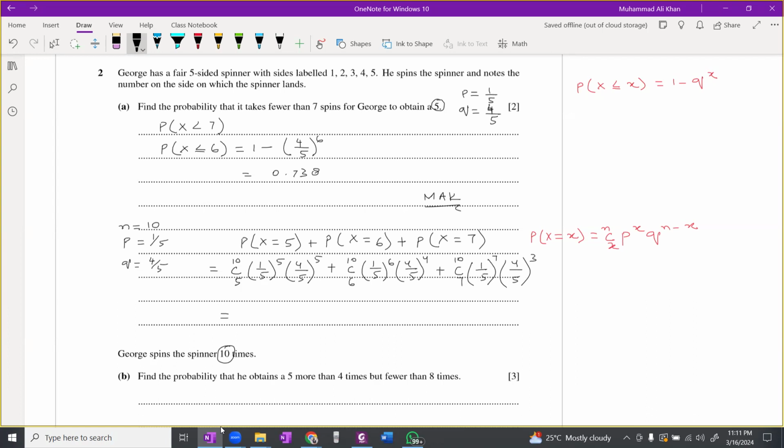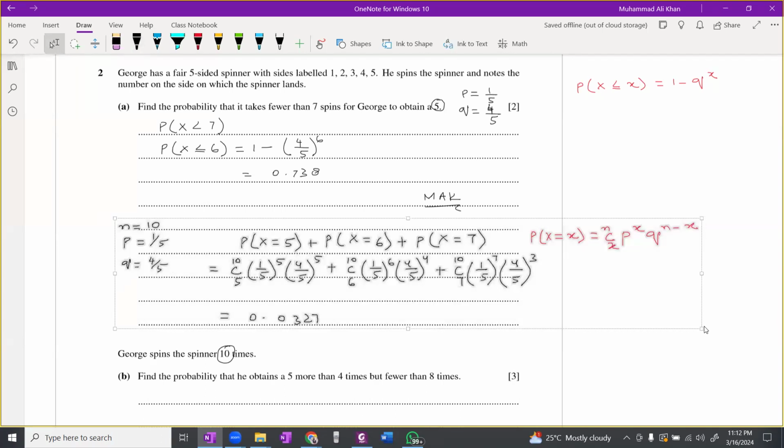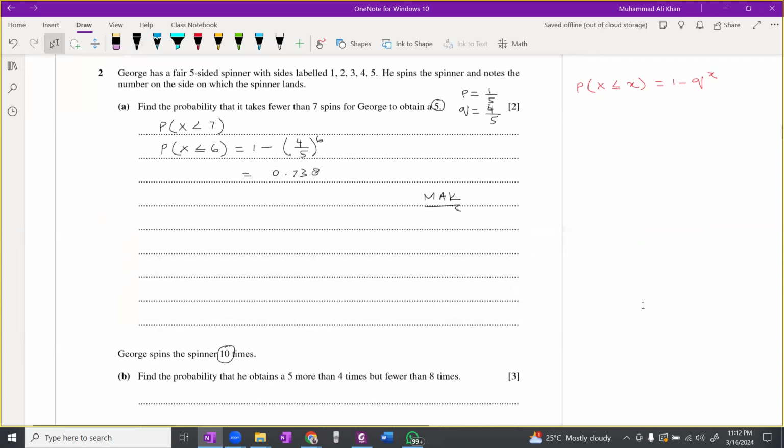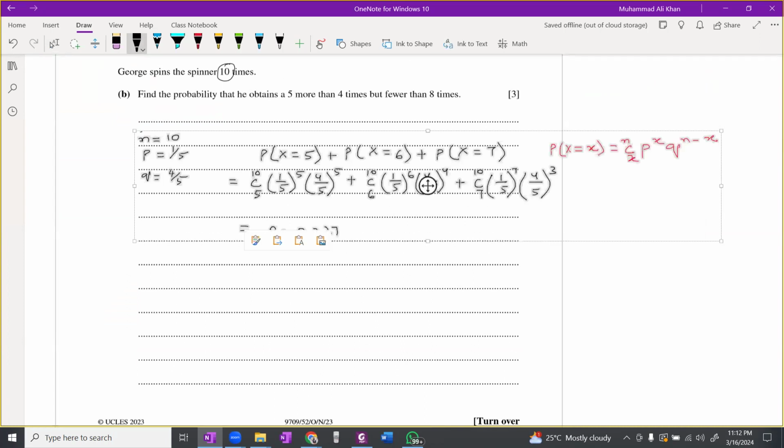So finally, the result is 0.0327. This is part B of the question. इसको part B की जगह पर हम paste कर देते हैं. Now, this is part B.